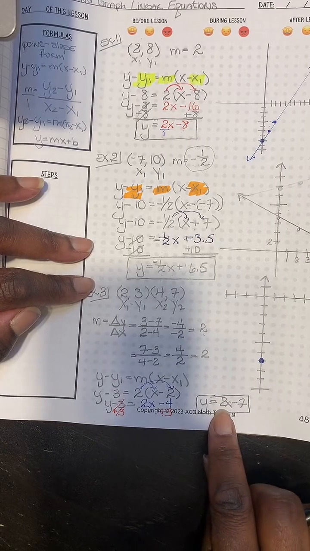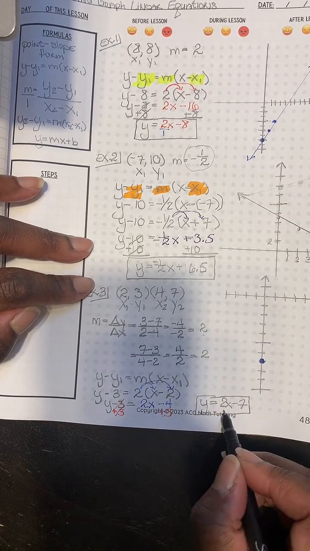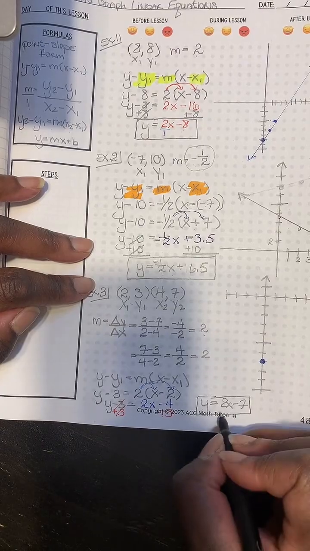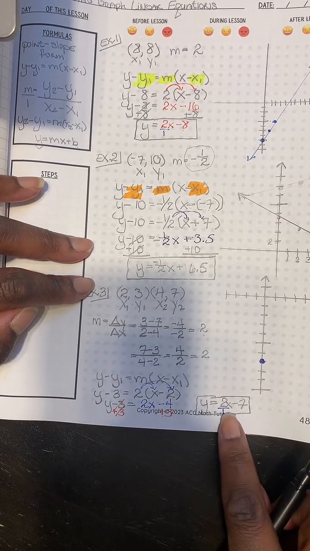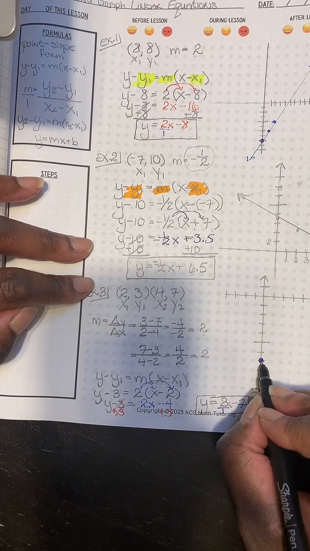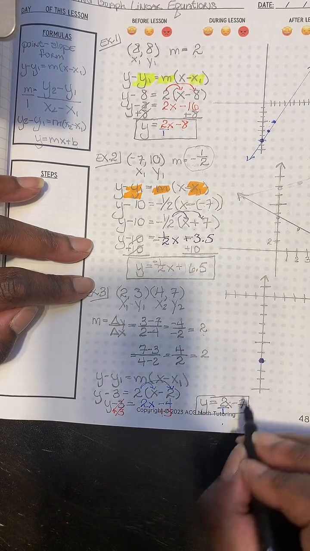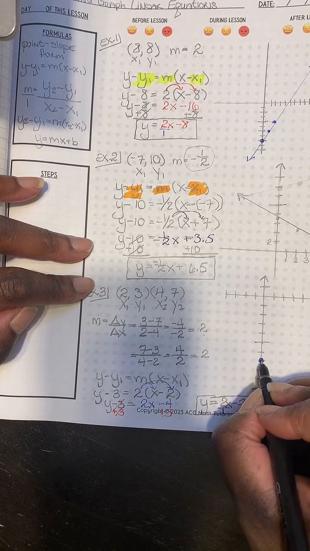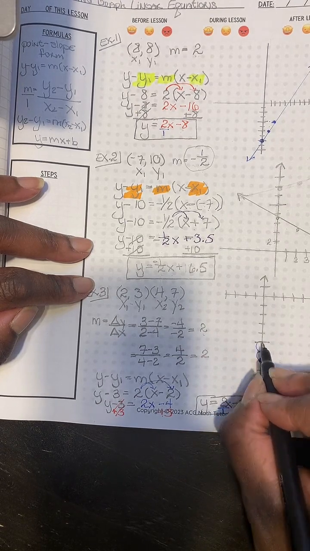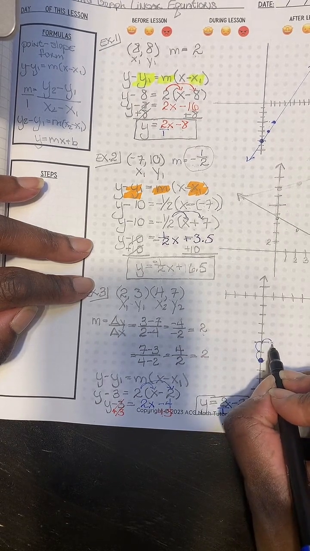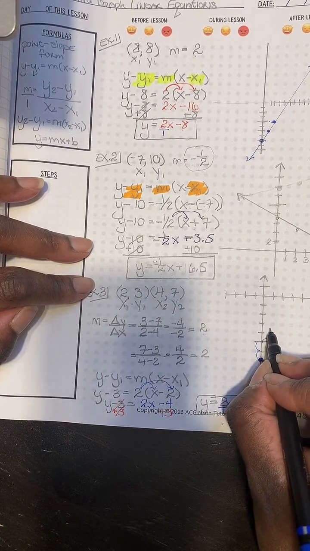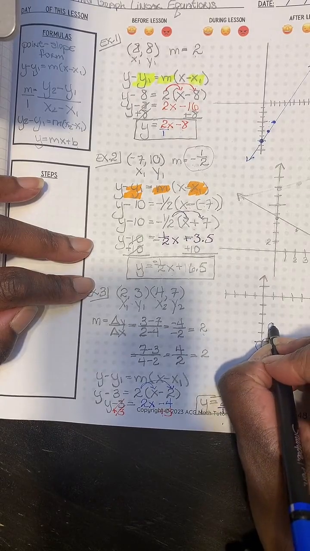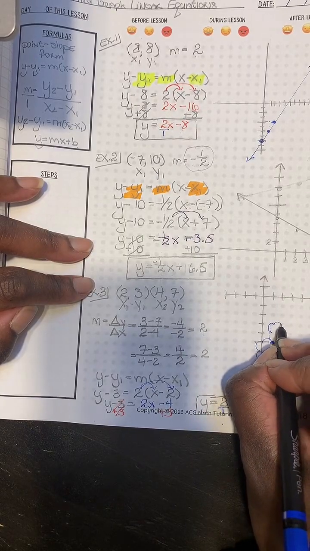From there, I'm looking at the slope. So the slope is 2 over 1. Anytime it's a whole number, you put it over 1. You always have to have your rise, which is 2, and my run, which is 1. So I go up 2, and I go over to the right 1. I can do it again. Up 2, over to the right 1.